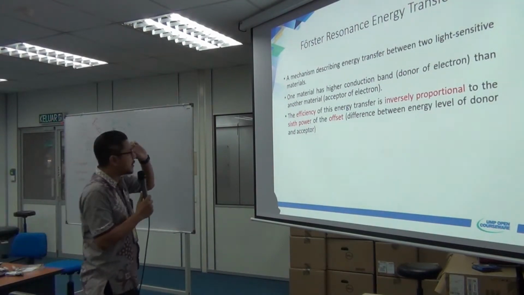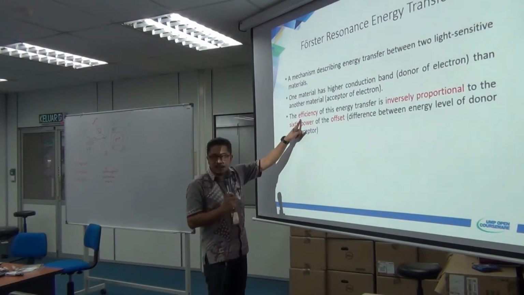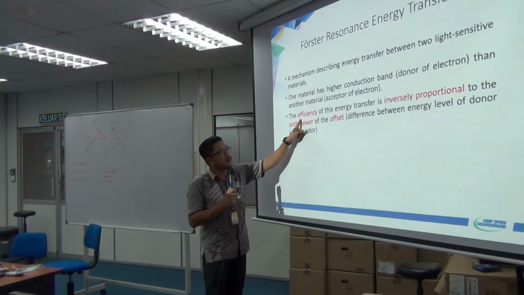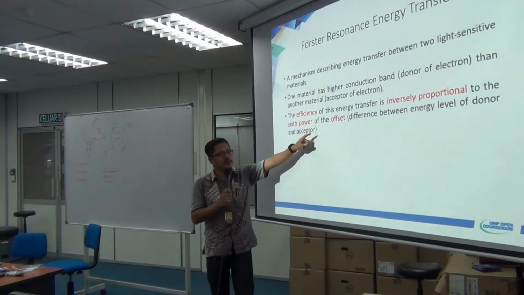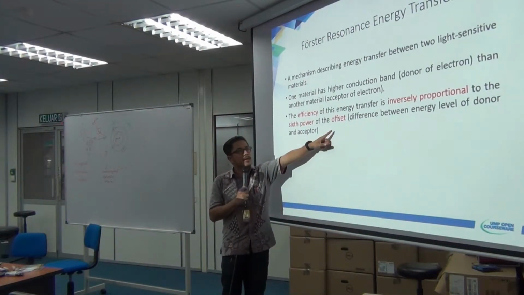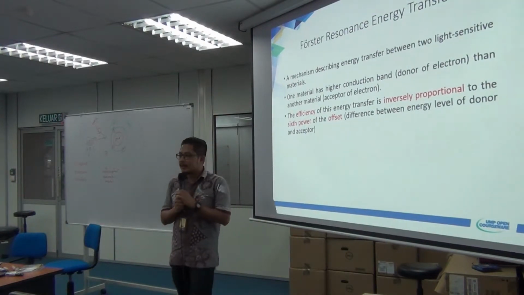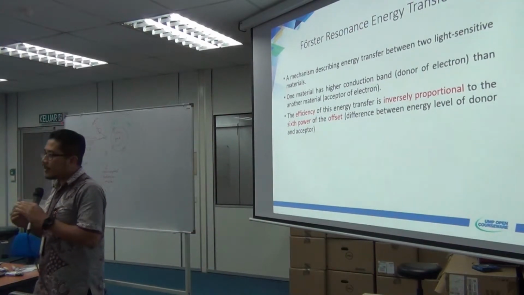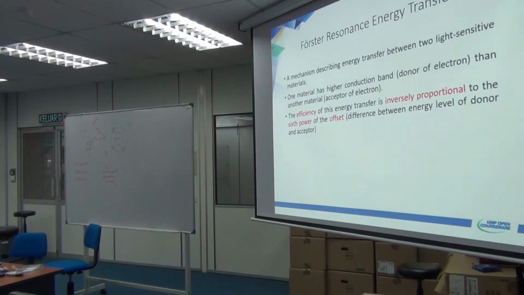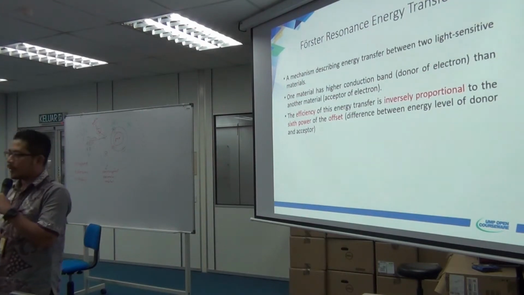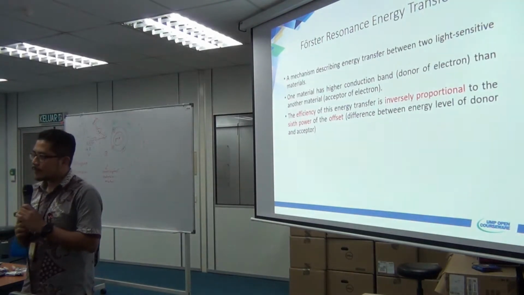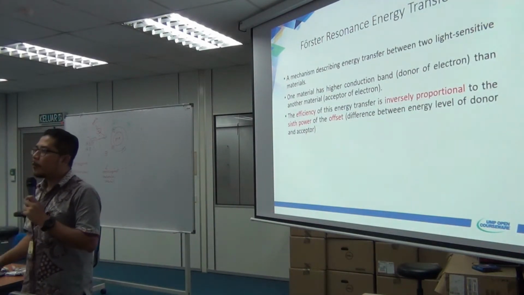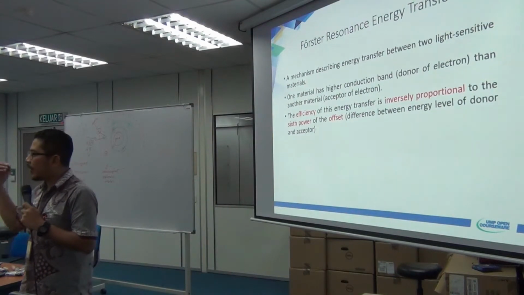We have the photoluminescence. So the efficiency of that electron injection is inversely proportional to the 6th power of the offset. What is offset? The difference between energy level of donor and acceptor. The energy difference between the conduction band of material A and conduction band of material B. That is the offset. So, if our offset is big, will the FRET be efficient?